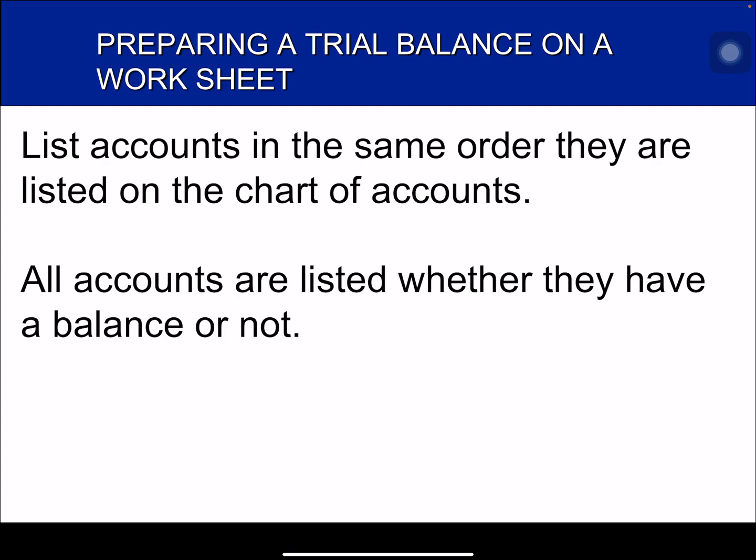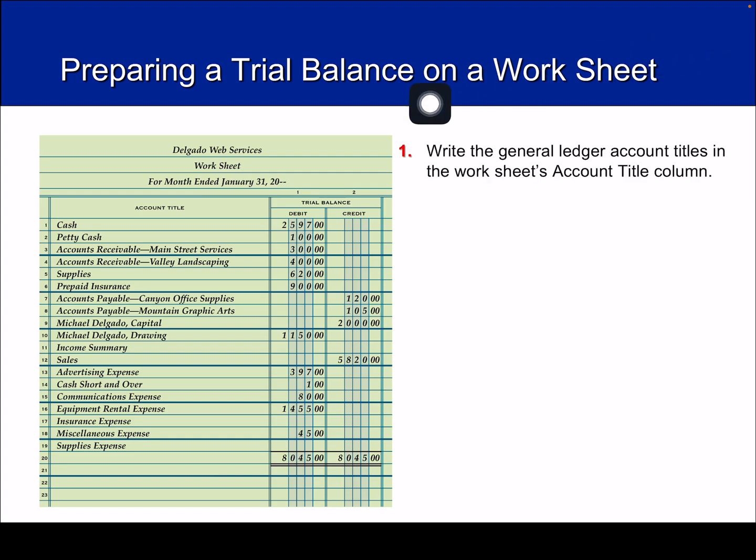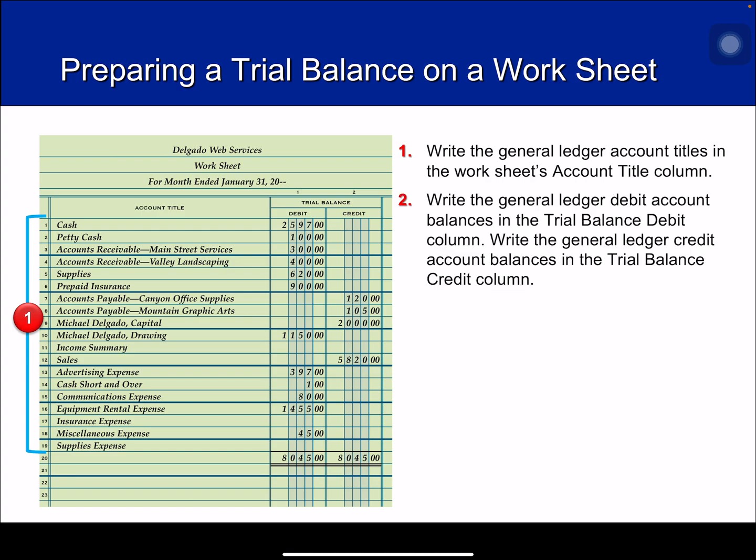All accounts are listed whether they have a balance or not. So if they have a zero balance, you still list them on your trial balance. You can see here, we've already prepared the title of our worksheet. We went through that before. Our first step is to write the general ledger accounts in the worksheet's account title column. So you're going to list all of your accounts according to how they are listed in your chart of accounts. Then you're going to write the general ledger debit account balances in the trial balance debit column. And then you're going to write the general ledger credit account balances in the trial balance credit column.